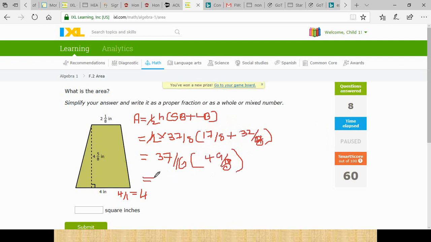So this is just a problem in fractions. All right, so 37 times 49. 37 times 49 is equal to 1813. And you're going to divide by 16 times 8. 16 times 8 is 128.